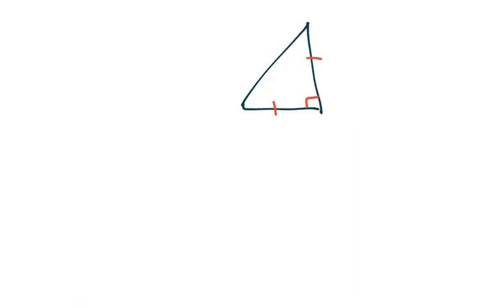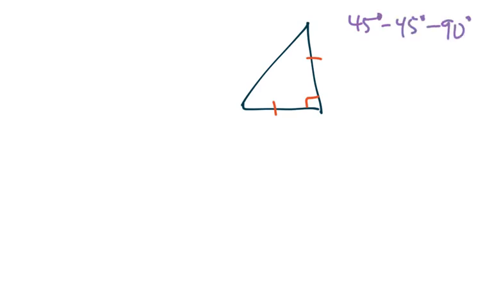Hey, let's draw this up. So this should look familiar to you, and you should know by the symbols that I've given you that this is a special type of right triangle. In that those two legs are congruent, we know that this would be a 45, 45, 90 right triangle.